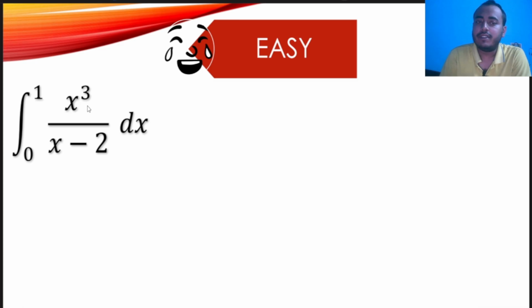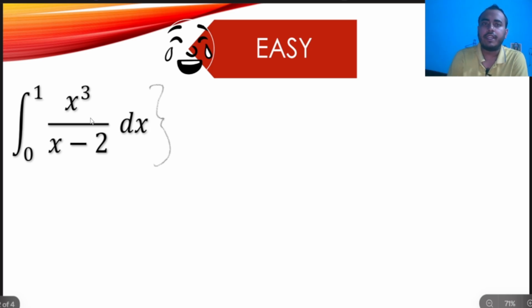The easy problem is the integral from 0 to 1 of x cube upon x minus 2 dx, right? Now, in problems of this kind, since this is a polynomial upon polynomial type, we usually try to use partial fractions. But it's a definite integral, and we understand that this function is continuous because it does not blow up between 0 and 1. It's just negative between 0 and 1 because the denominator is negative. That much we can understand.